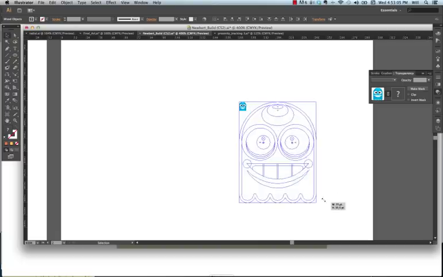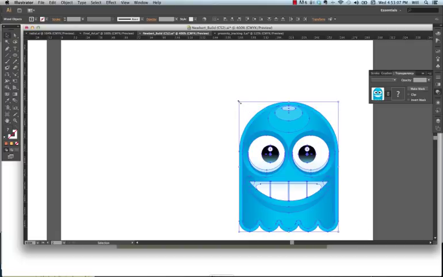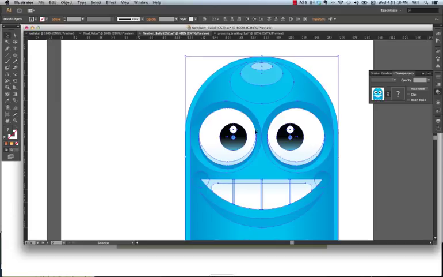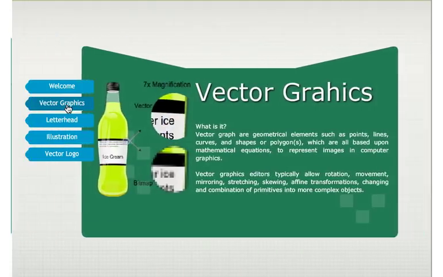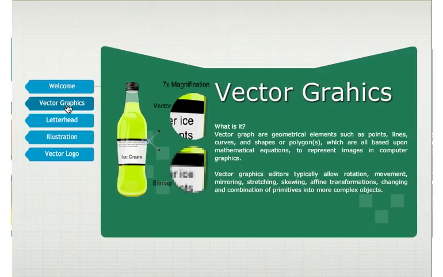So in Illustrator, it doesn't matter how small or how large something is. It can always be scaled to keep its resolution. So let's look at vector graphics. So what is a vector graphic?